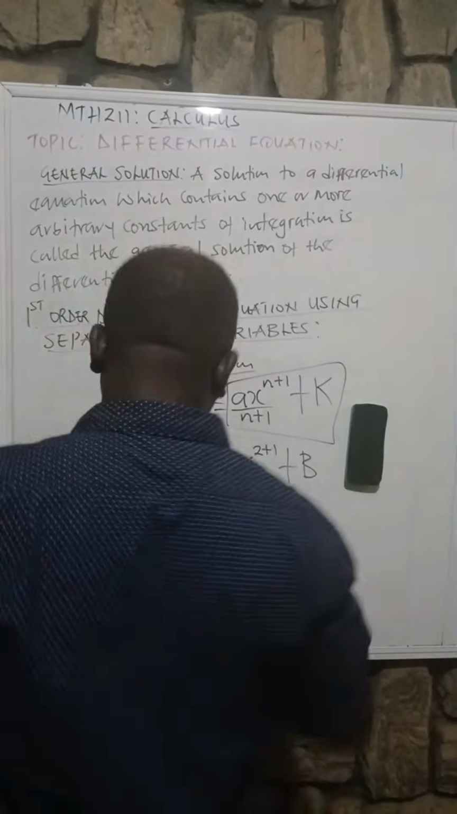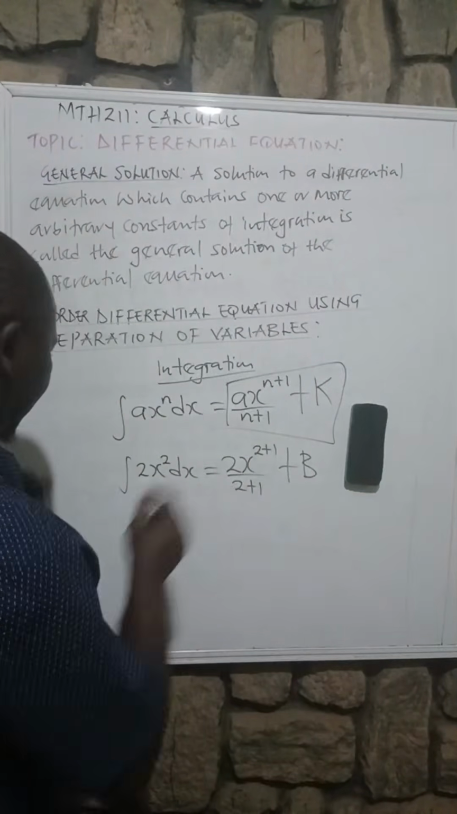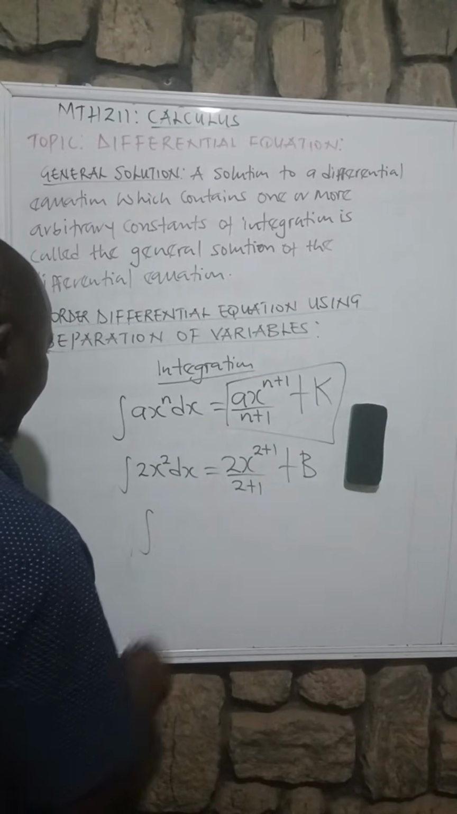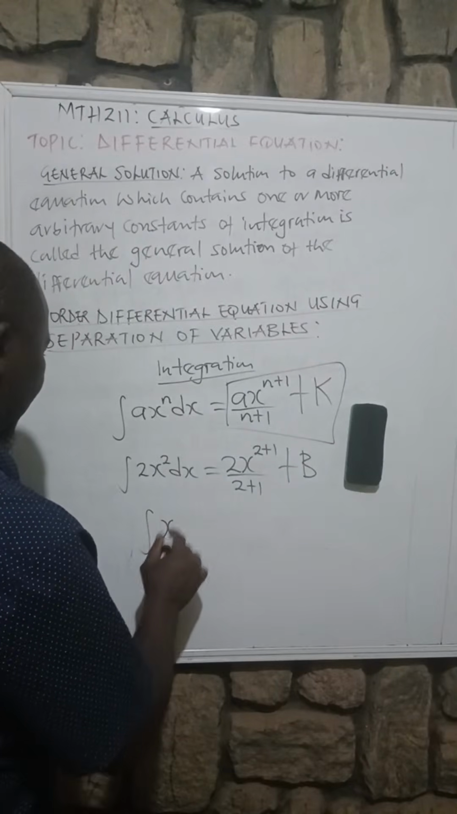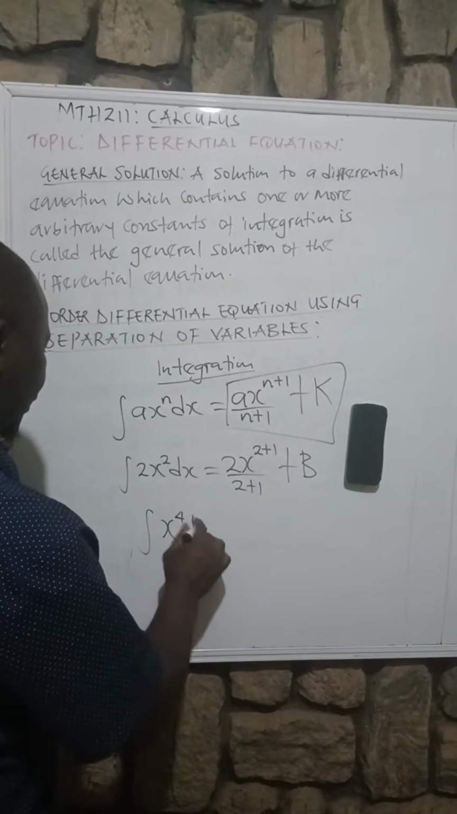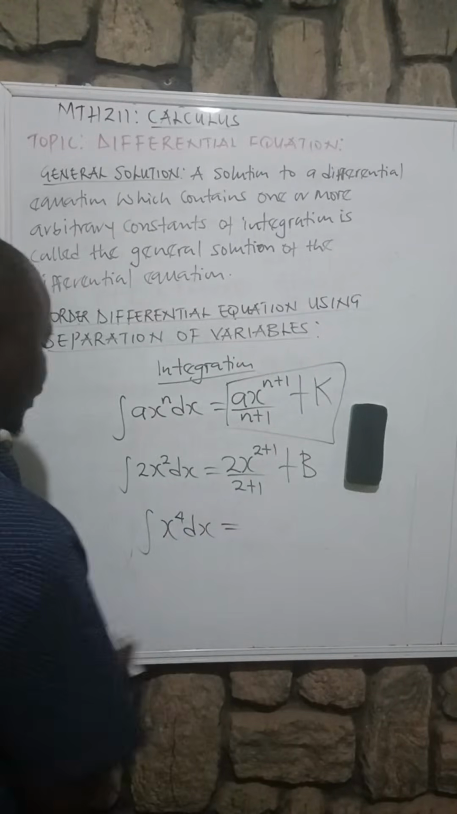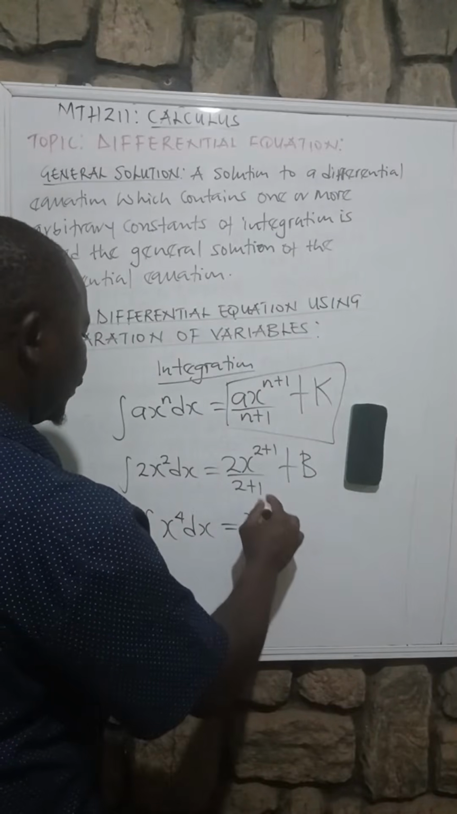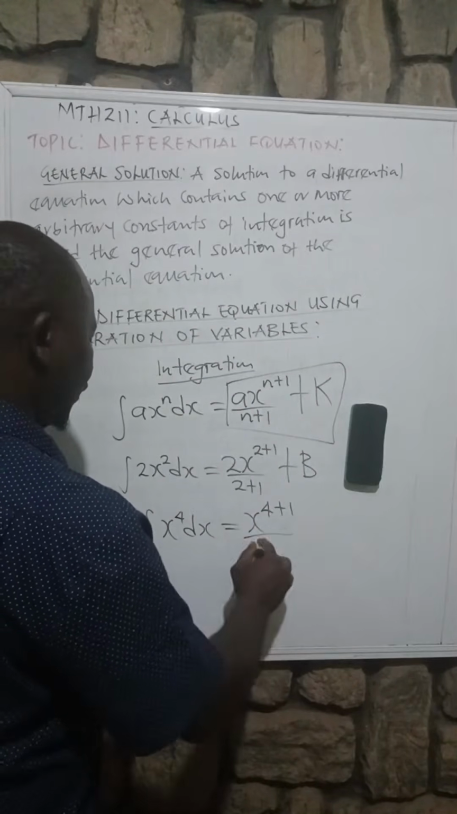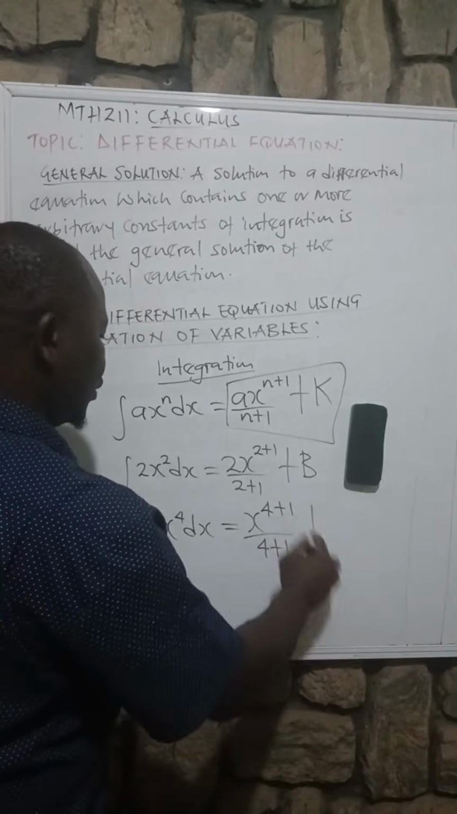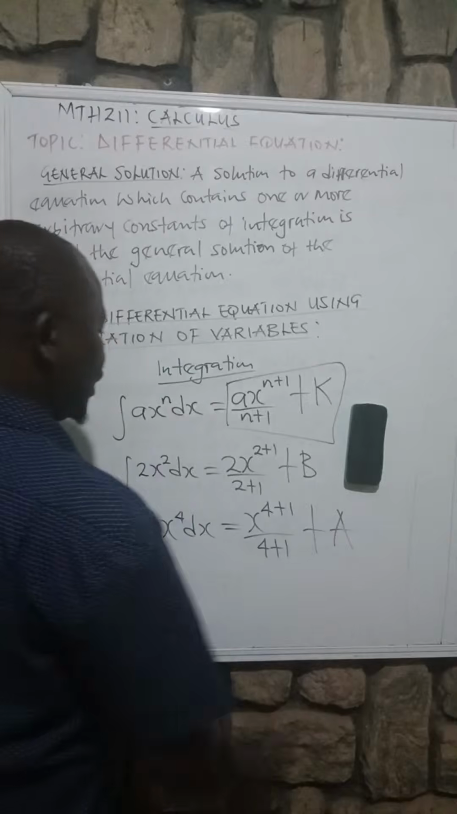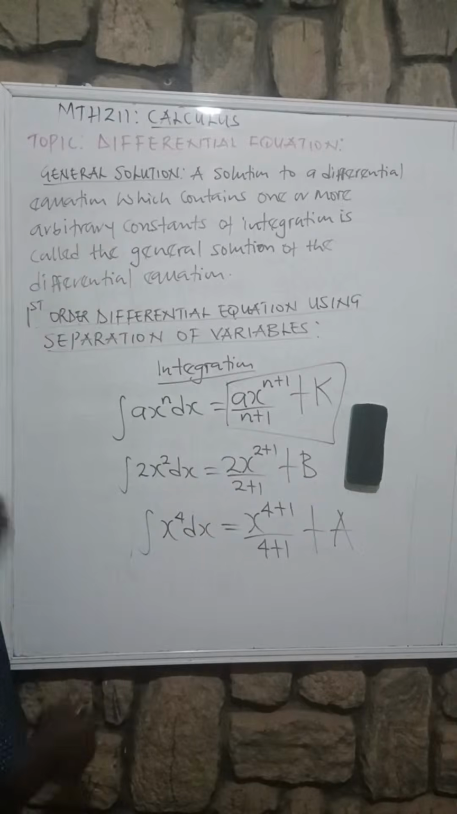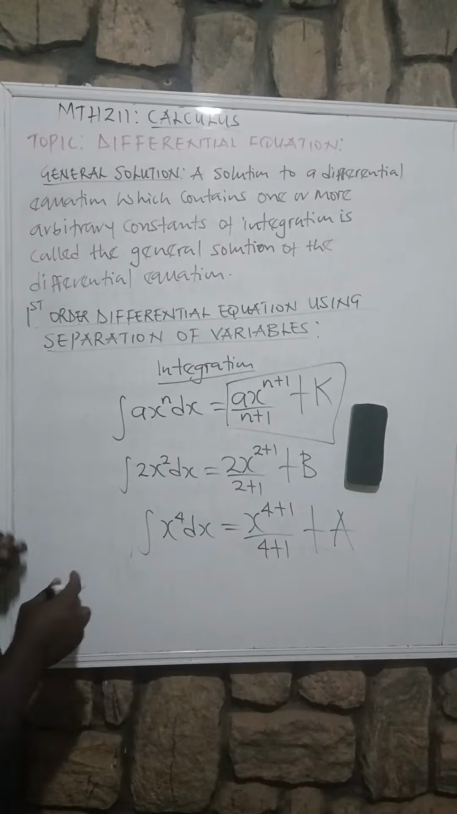So, what if you are asked to integrate x raised to power 4 dx? This means that this is your n, right? So n plus 1: x raised to the power of 4 plus 1, all over 4 plus 1 plus any alphabet, either A or this. So this is how to integrate.